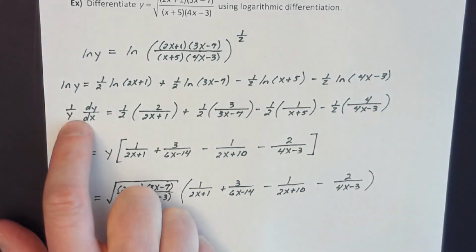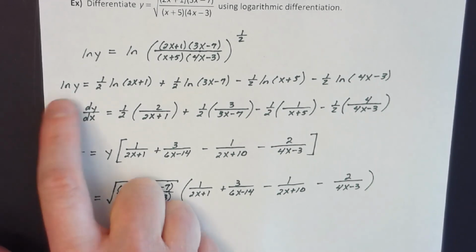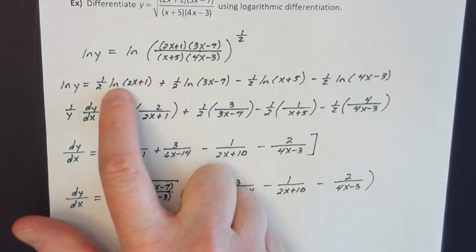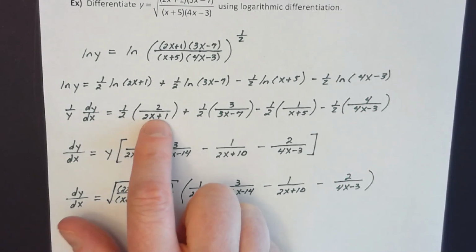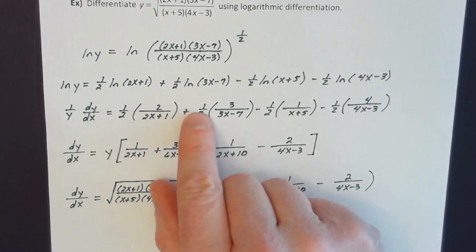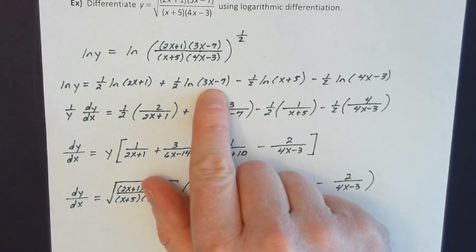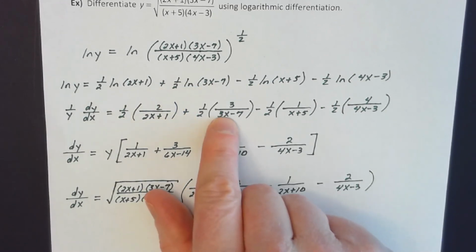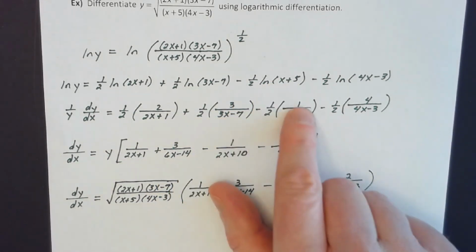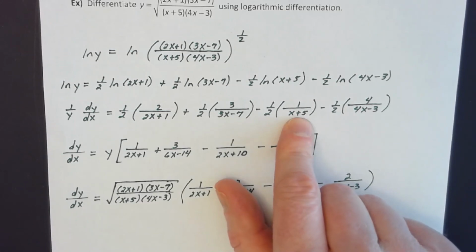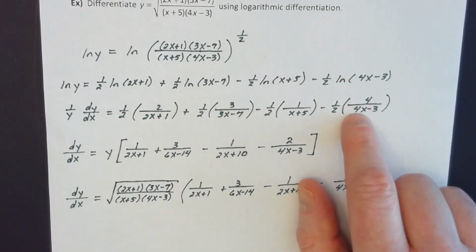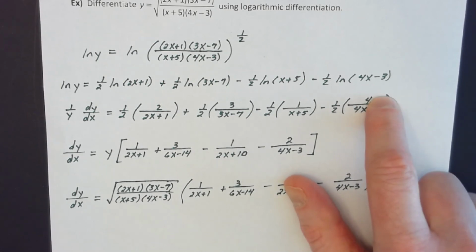Now from this point to this point, I'm starting the derivative process. Derivative of the natural log of y is 1 over y dy dx. Derivative of the first term here, I'll have 1/2 times the derivative of the natural log of 2x plus 1. The 2x plus 1 goes in the denominator. The derivative of that goes in the numerator. That's why the 2 is up there. Plus 1/2 times the derivative of the natural log of 3x minus 7. You see that 3x minus 7 in the denominator. Its derivative, 3, in the numerator. The derivative of the natural log of x plus 5 is just 1 over x plus 5. And the derivative of the last term, the natural log of 4x minus 3: 4x minus 3 goes in the denominator. Its derivative, 4, goes in the numerator.